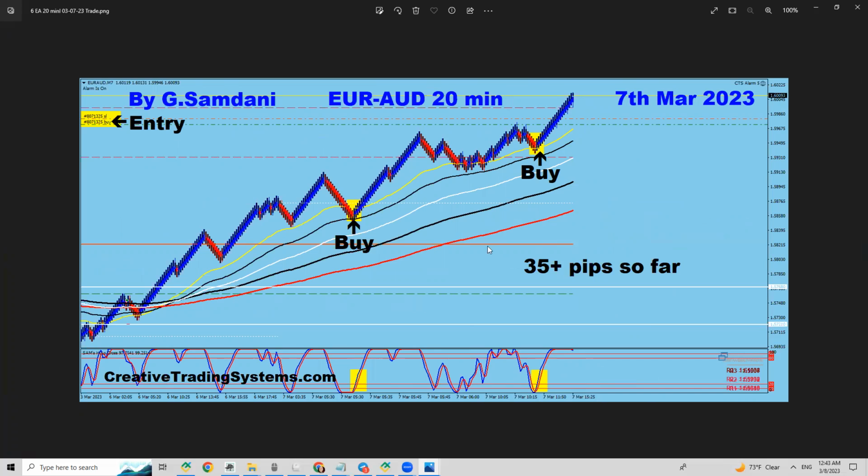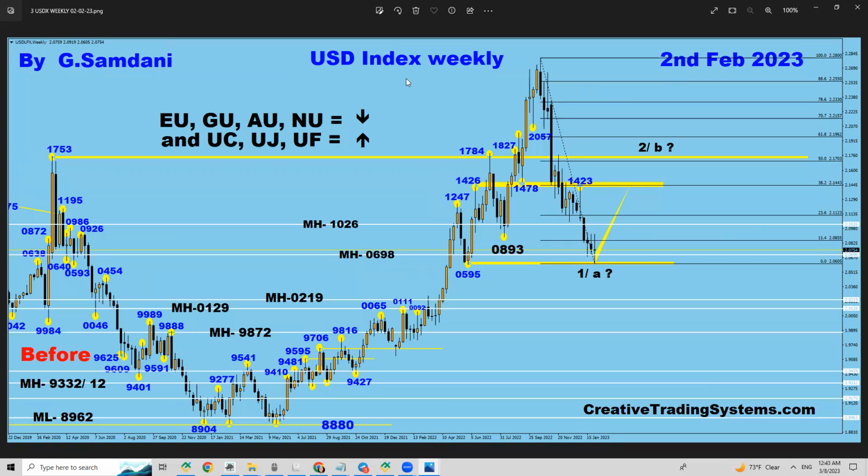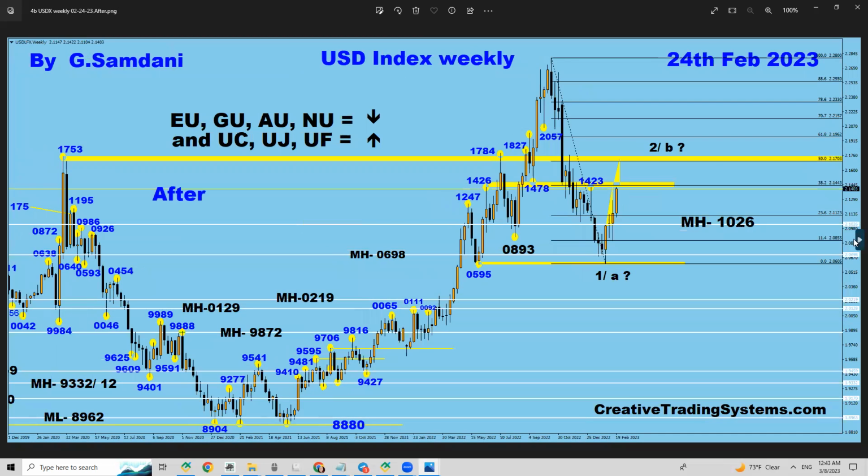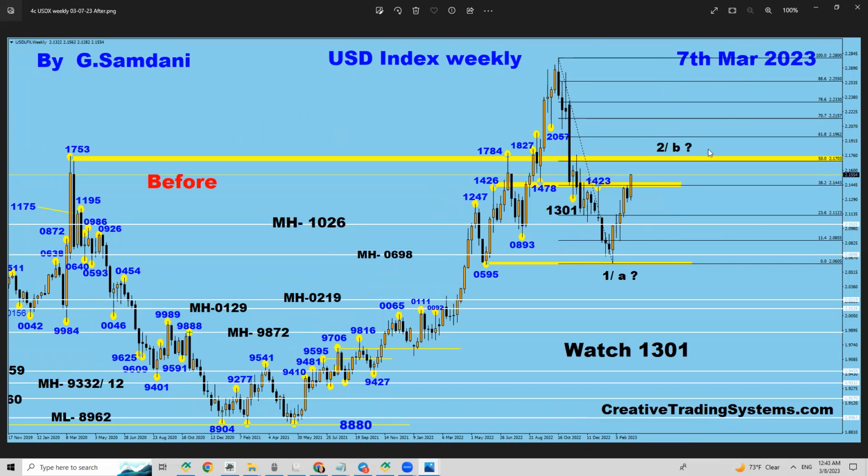Okay, now let me show you what happened to USD today after the news. This is the US dollar index chart I made on 2nd February, that from here it's going to go up there, and from there, let me show you. So what happened to this chart? It started to go up. And then I made this chart saying that yes, it's going to go up to this level and break this level, then we will go to 1753. Look what happened. We started to go up, and today, 7th March, we broke above this level, and now we are going for 1753. That would be wave 2 finishing there, and then from there on, we're going to drop.